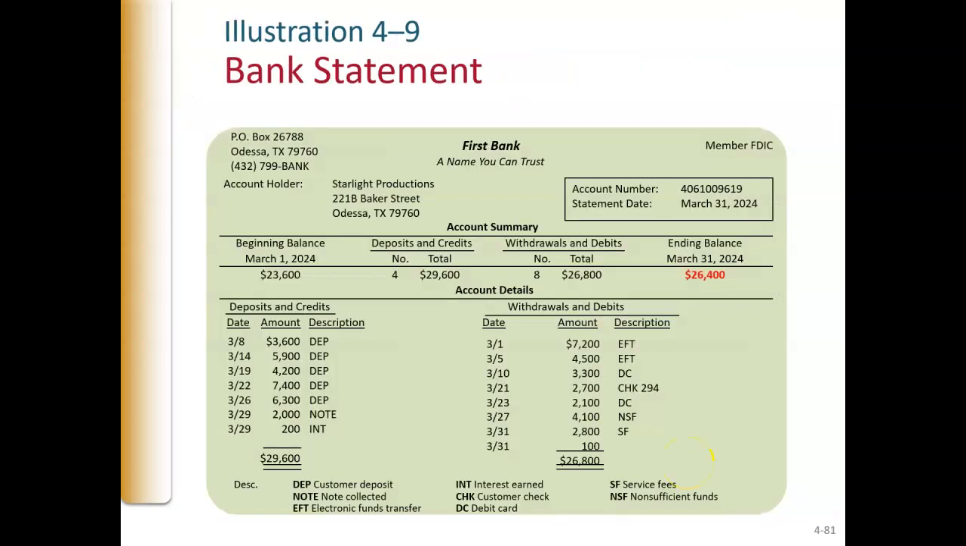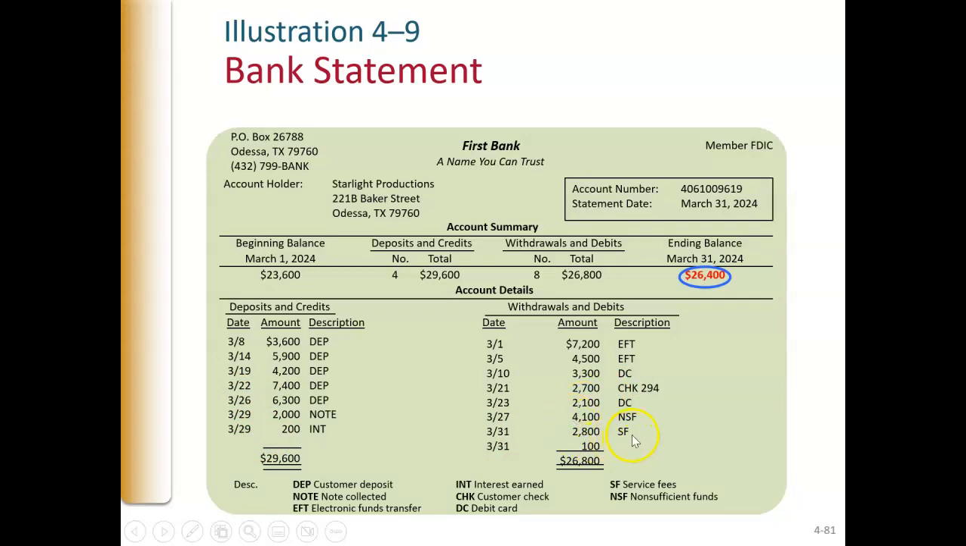Here is the bank statement. The bank statement shows their balance at the end of the month is $26,400. So we need to reconcile the two to see where we're at. Okay? You see what's come in through the bank and what's gone out through the bank. Now, just so you know, there's some things that have come in here through the bank the company wouldn't know about. This $200 interest, they probably haven't recorded that yet, have they?